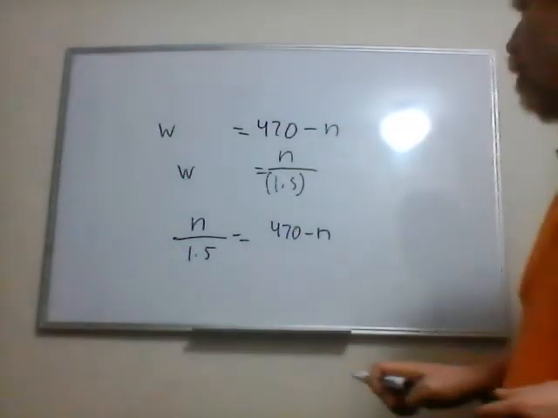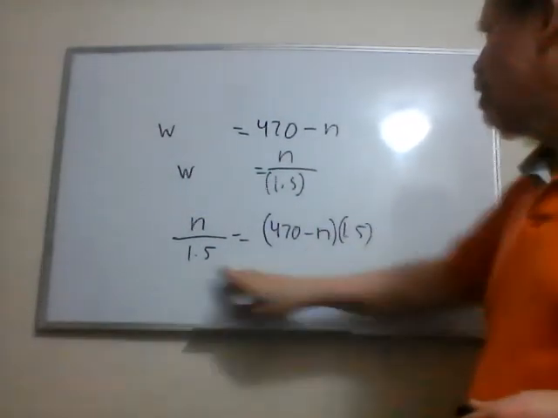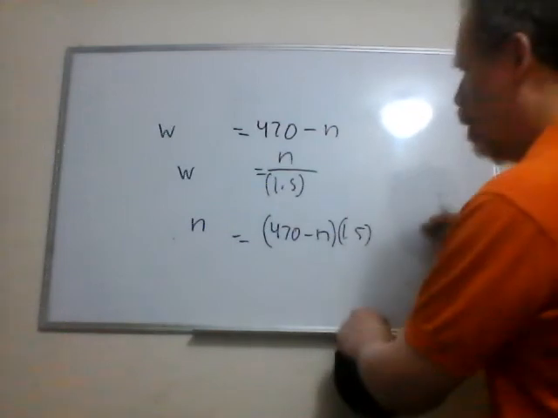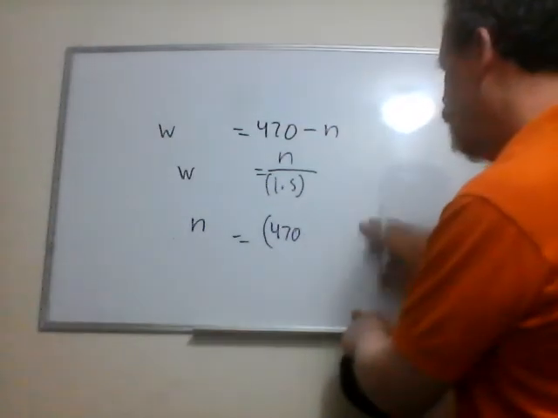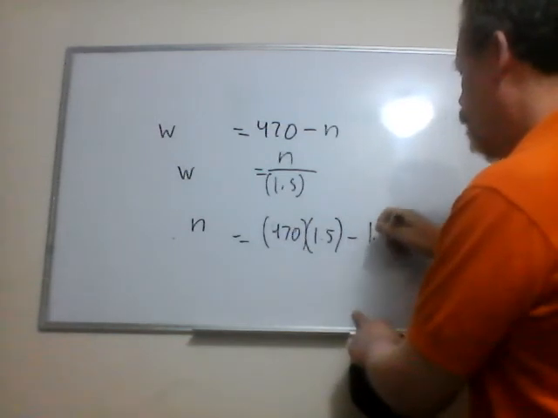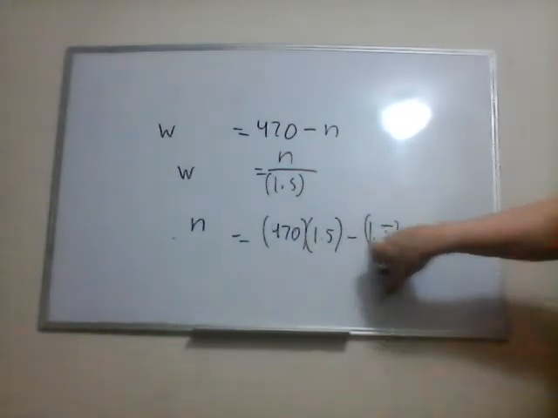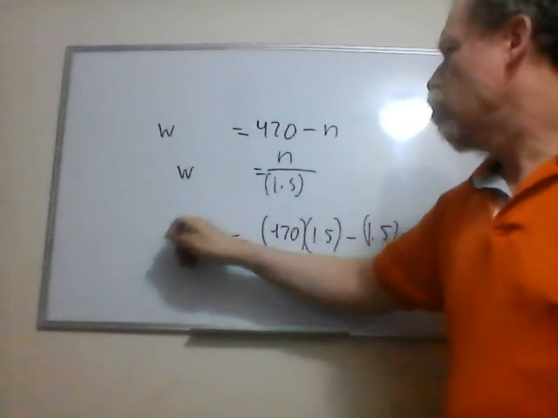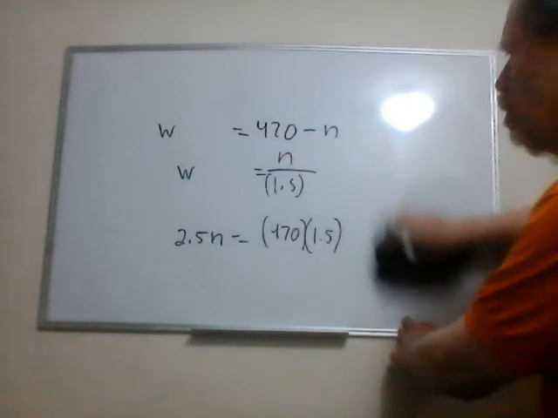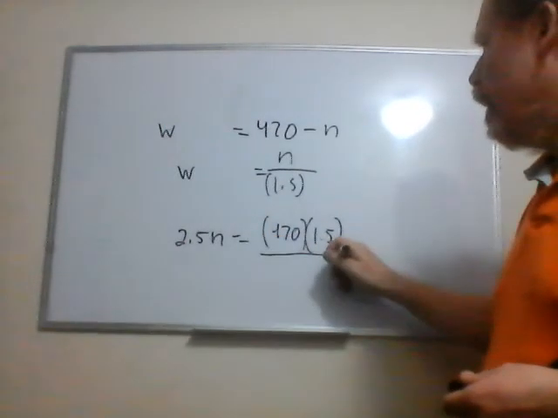Yes? And I don't really like denominators, so I'm gonna do this. 1.5. There. Okay. And I can do this. I can do this 470 times 1.5 minus 1.5 times n. Okay. I'm going to add 1.5 n to both sides. This becomes 2.5 n. Okay. From there, I can take the 2.5 down here. Really? Yes. 2.5.